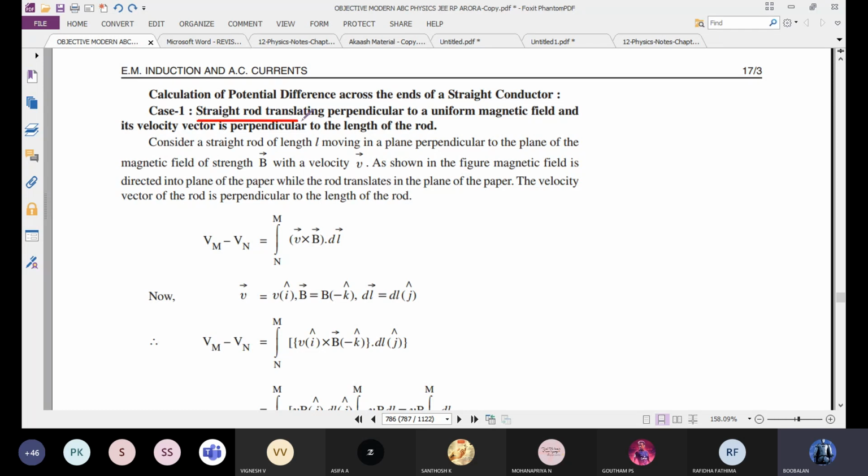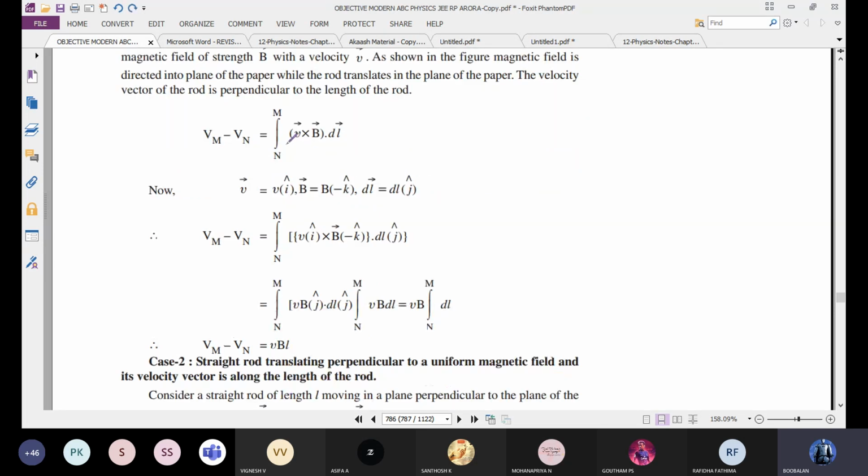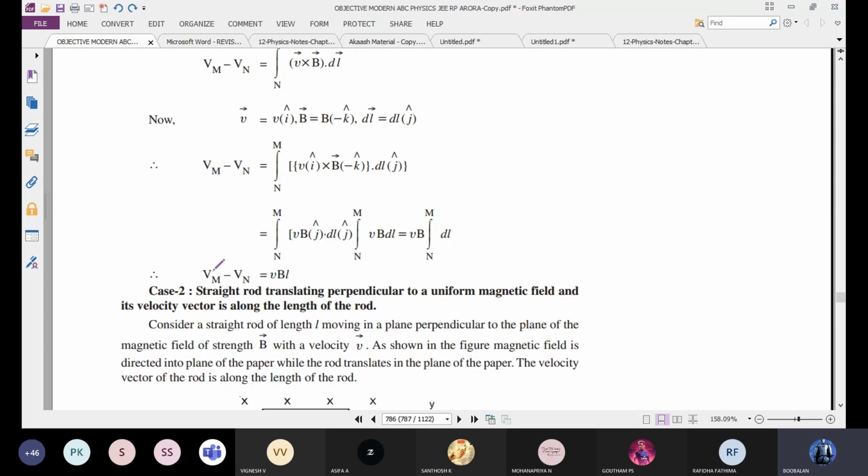A straight rod translating perpendicular to a uniform magnetic field, with its velocity perpendicular to the length of the rod. In this condition, you can use the difference Vm minus Vn, the potential difference, which is equal to VBL.